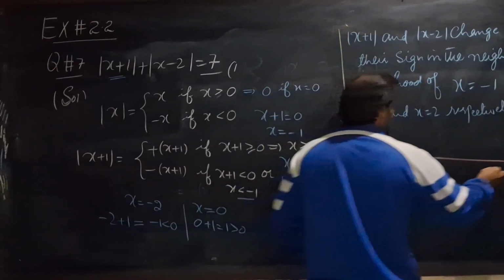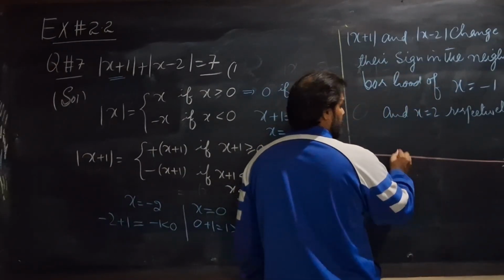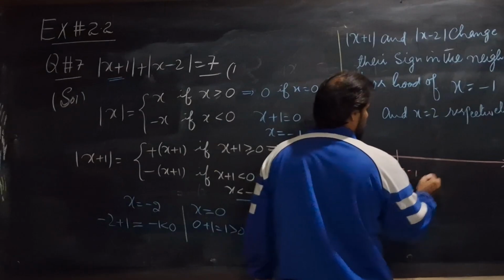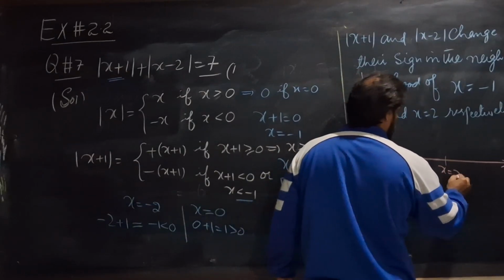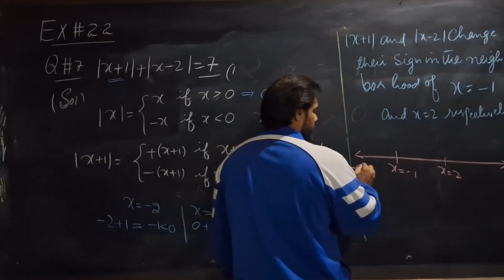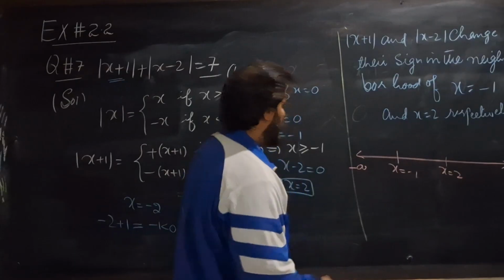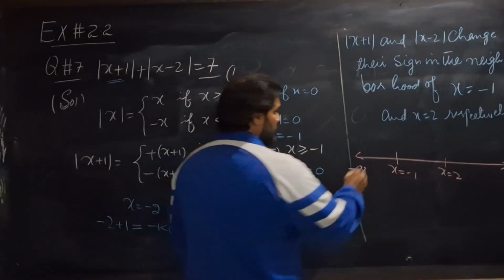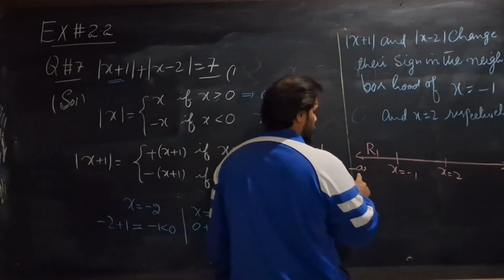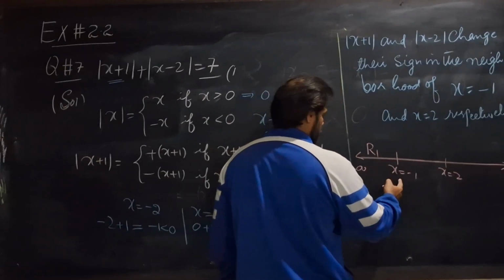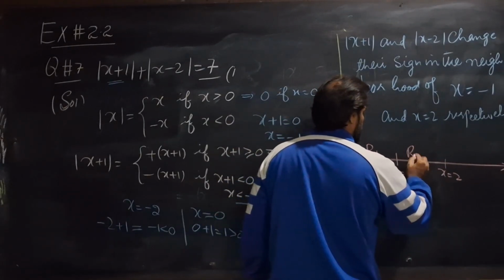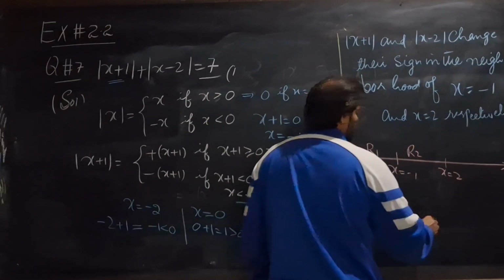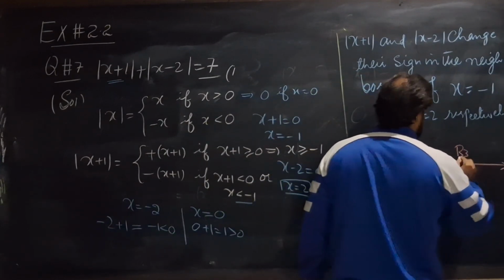This is my real line. This is my first number, x is equal to minus 1. This is my second number, x is equal to 2. The region 1 is on the left side of x is equal to minus 1. This is my region 1, starting from minus infinity to minus 1. The second one is minus 1 to 2, and the third one is region 3.